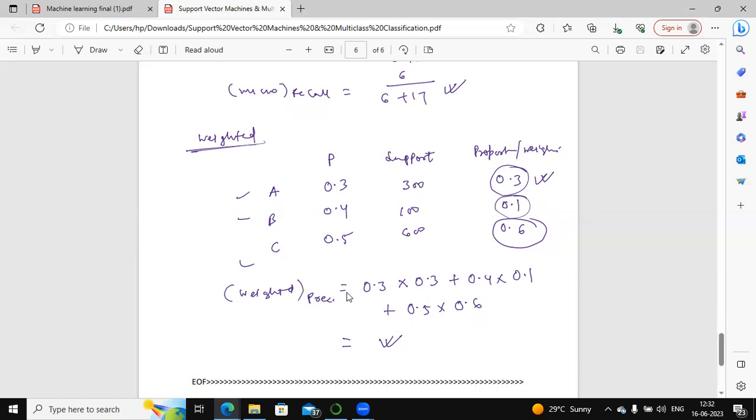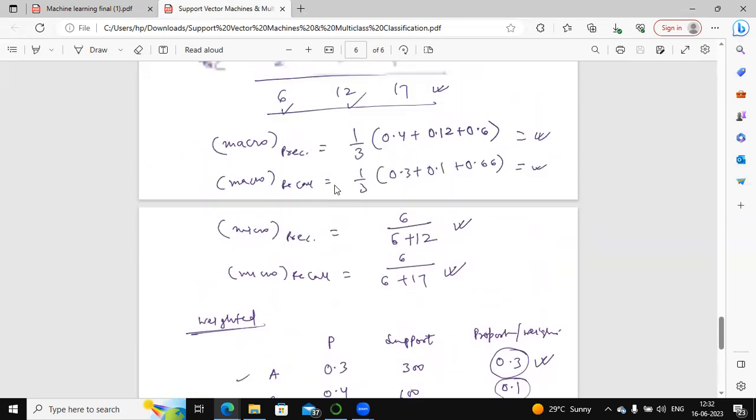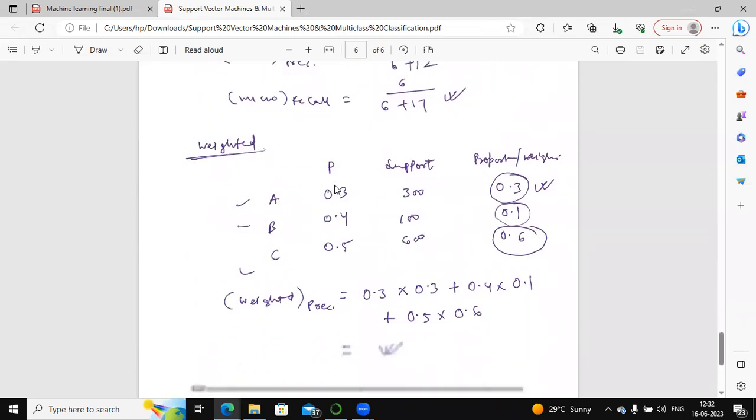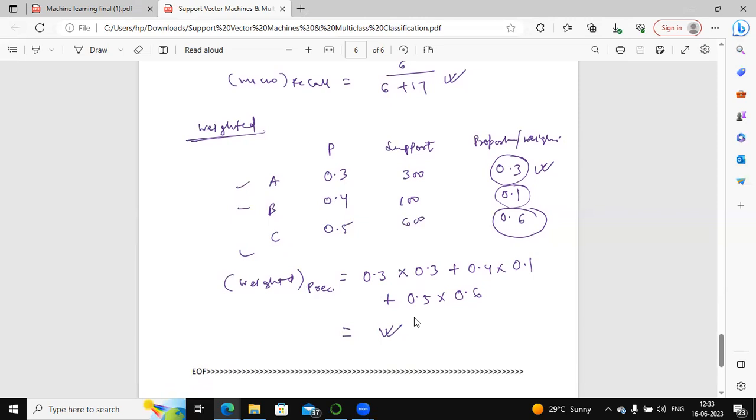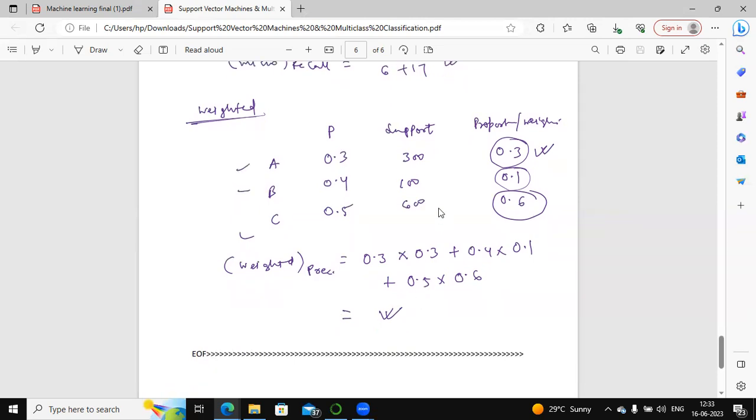So weighted precision. Precision is 0.3, 0.4, 0.5. The weighted precision is the proportion weight that we calculated, 0.3, into the precision of A, plus the proportion weight into the precision of B, plus the proportion weight into the precision of C. So 0.3 into 0.3, 0.1 into 0.4, 0.6 into 0.5. So this is how we calculate weighted precision using support.